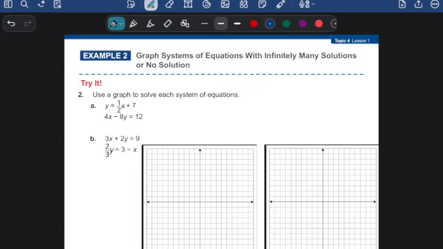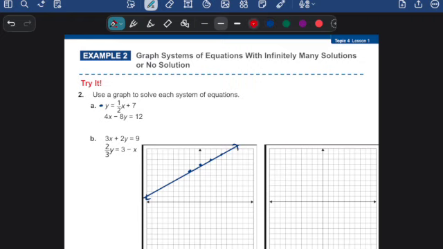Okay, try it number 2. Graph these systems of equations to see if there are infinite solutions or no solutions. Okay, for part A, we have the first equation already in slope-intercept form. So our y-intercept is at 7, and our slope is 1/2, so we'd go up 1 over 2, up 1 over 2. So here's our first equation. I did it in blue.